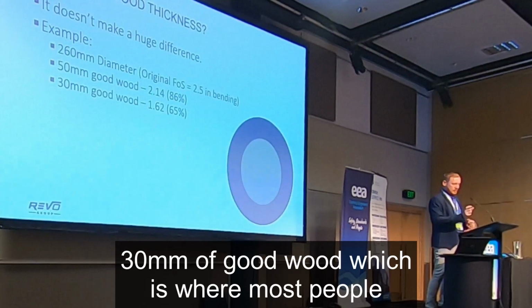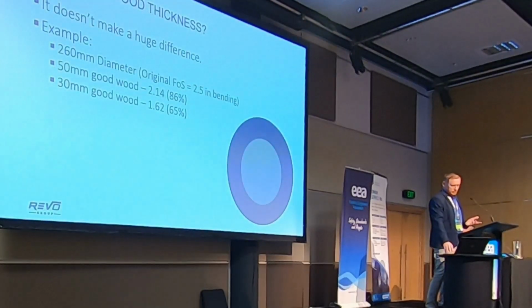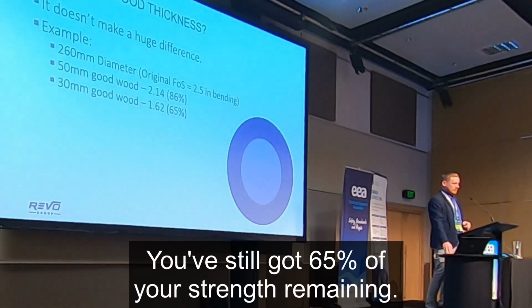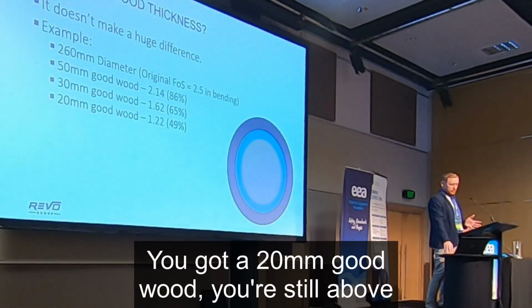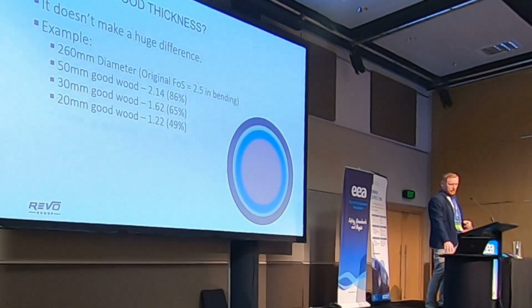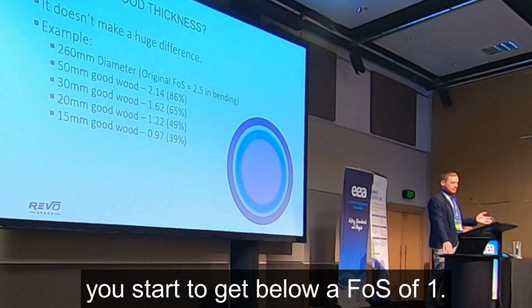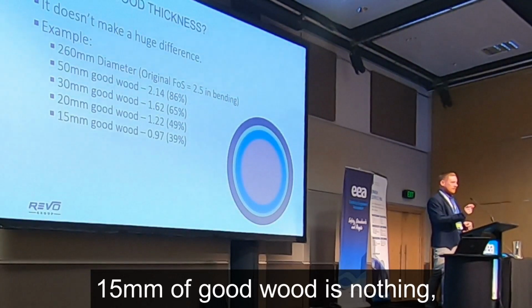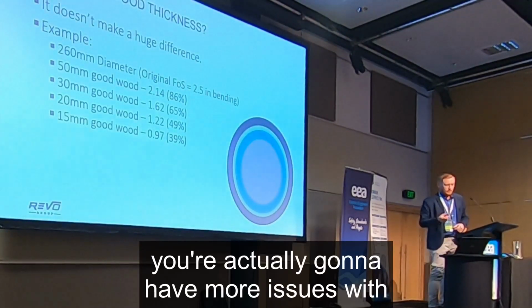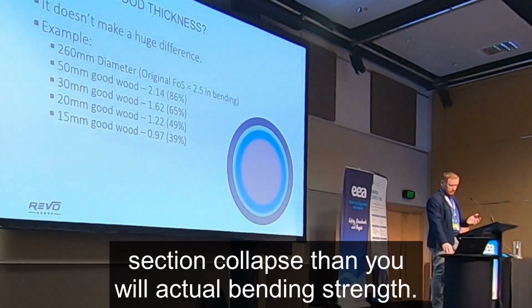With 30mm of good wood, which is where most people cut off and have a minimum good wood reading that will condemn a pole, you've still got 65% of your strength remaining. You go to 20mm good wood, you're still above a factor of safety of 1 using the old working stress terminology. You go to 15mm good wood, and that's when you start to get below a factor of safety of 1. Okay? 15mm of good wood is nothing. You're actually going to have more issues with section collapse than you will actual bending strength.